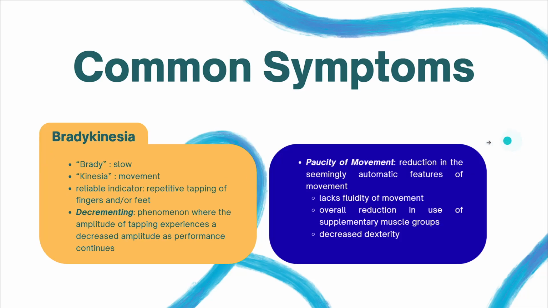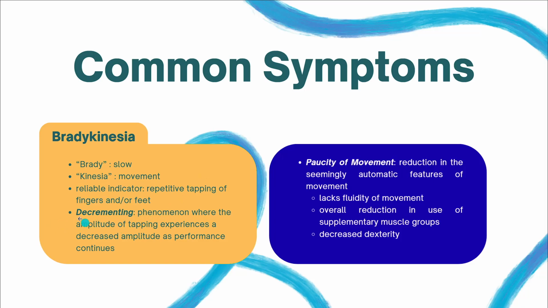Okay, let's move on to the next. Bradykinesia. So bradykinesia is actually translated as slow movement. So these are slowed movements. And one reliable indicator for bradykinesia is repetitive tapping of fingers or feet. So when they're tapping their thumb against their index finger, or they're continuously moving their toes, tapping one upon each other, that's one indicator that this could be Parkinson's.